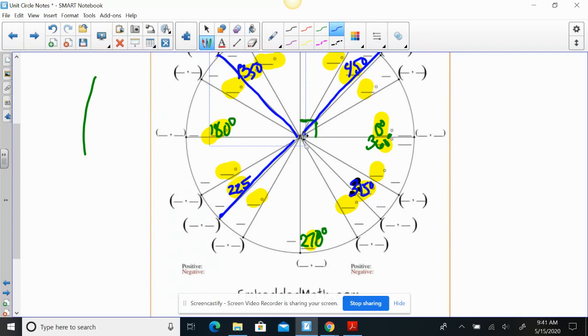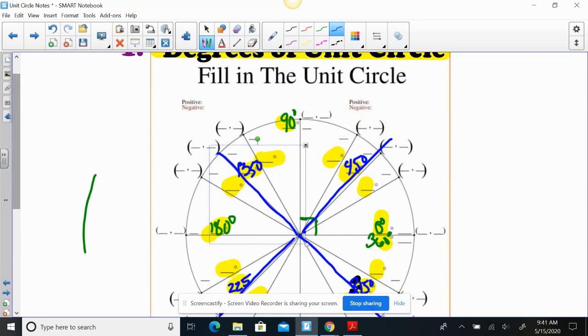So all of these that are halfway in the quadrants have a reference angle of 45 degrees. Remember, those reference angles are really important because they refer to the distance from the x-axis. And we're going to use reference angles a lot to help us memorize.